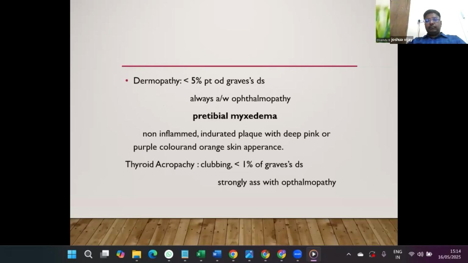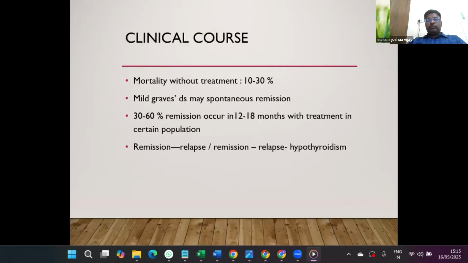Dermopathy. Less than 5% of patients with Graves' disease present with dermopathy. It is always associated with ophthalmopathy and pre-tibial myxedema. There is an increase in the thickness of the skin at the shin area. This is a confusing term, pre-tibial myxedema, but it happens in hyperthyroidism. It is a non-inflamed indurated plaque with deep pink and purple colored orange-peel skin. Thyroid acropathy is clubbing found in less than 1% of Graves' disease, strongly associated with ophthalmopathy.